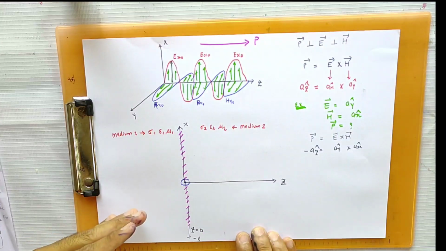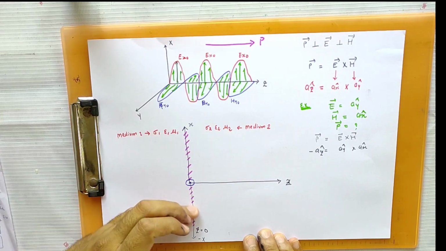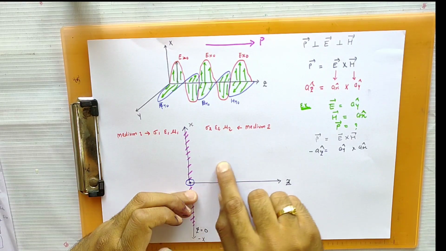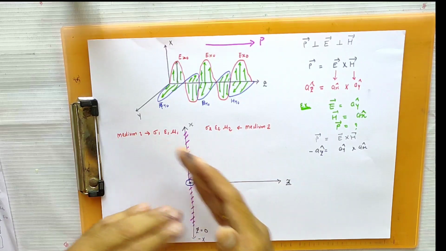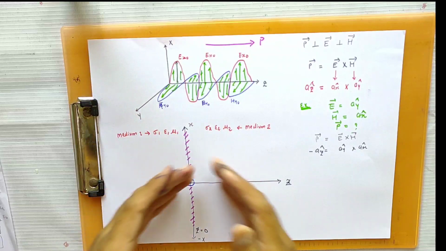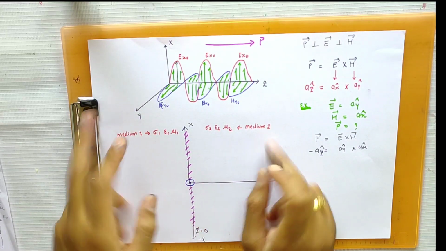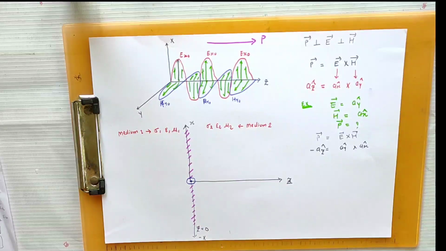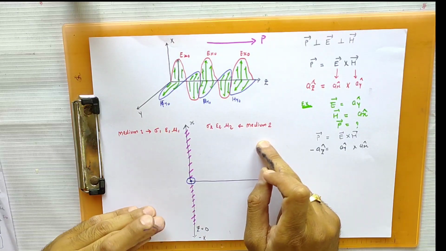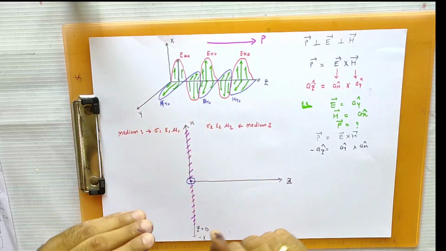Suppose the electromagnetic wave is coming and strikes the Z equals 0 plane. Some portion of the wave is transmitted into the second medium and some portion is reflected back. How much is transmitted and how much is reflected depends on the medium or material property. How much portion is transmitted is known as the transmission coefficient. How much portion is reflected back is known as the reflection coefficient.